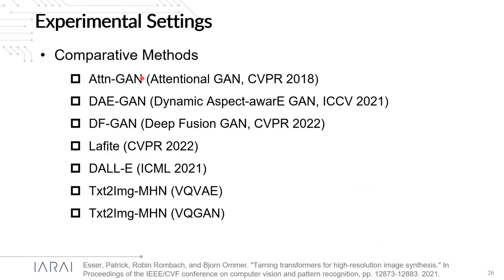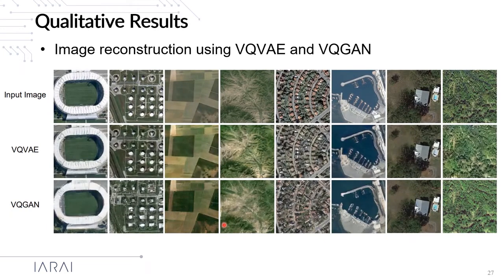And here are some of the comparative methods used in this study. So this Txt2Img-MHN represents our method. And we also consider replacing the VQVAE with the VQGAN to analyze how different image encoders and decoders will influence the performance. So we first visualize the image reconstruction performance using VQVAE and VQGAN.